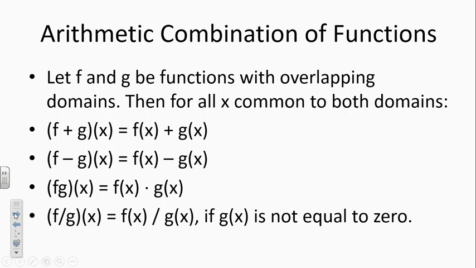Our book shows a multiplication of two functions as just f with g. So f g is really f times g. We're taking f of x times g of x. And then they'll use a slash notation when they want you to divide f of x by g of x. And here we have to be cautious because we can't divide by zero. So it works if g of x is not equal to zero.